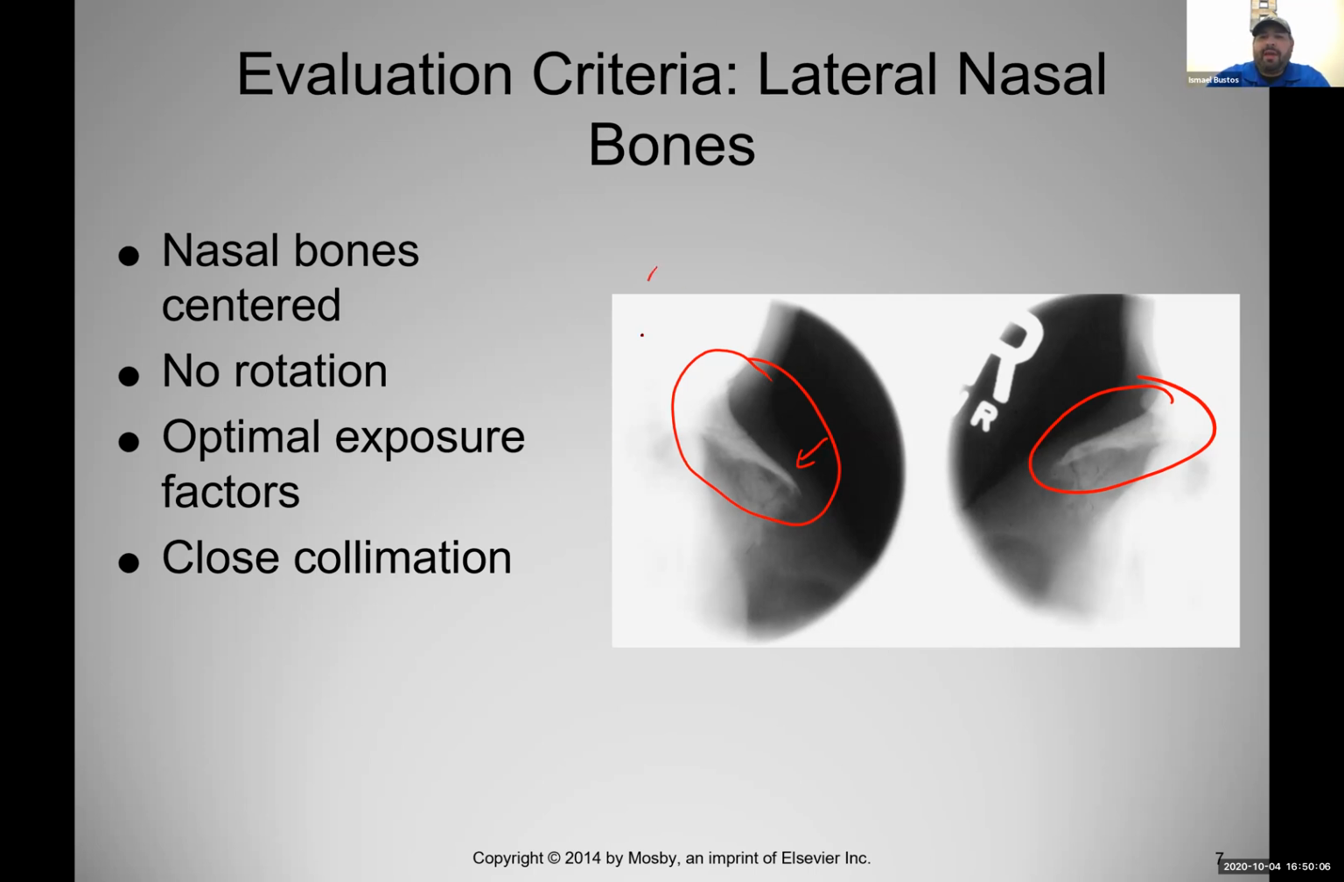All this back here is going to be underexposed, which is fine, because if you were to expose this normally in the back, the nasal bone itself would be overexposed. So, all right. That one's nothing too difficult.